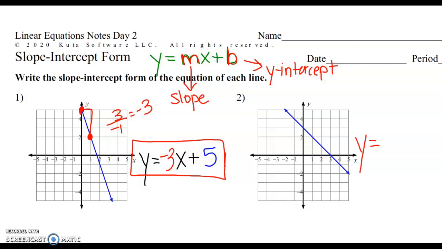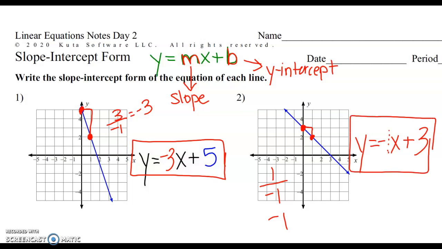Same concept here, y equals something x plus b. B, the y-intercept, is where you cross the y-axis. I can see I'm crossing at positive 3. Slope, rise over run. You see I rise 1, run to the left 1. So 1 over negative 1 would be negative 1. So you can either write that 1 or not. The equation of that line is y equals negative 1x plus 3.